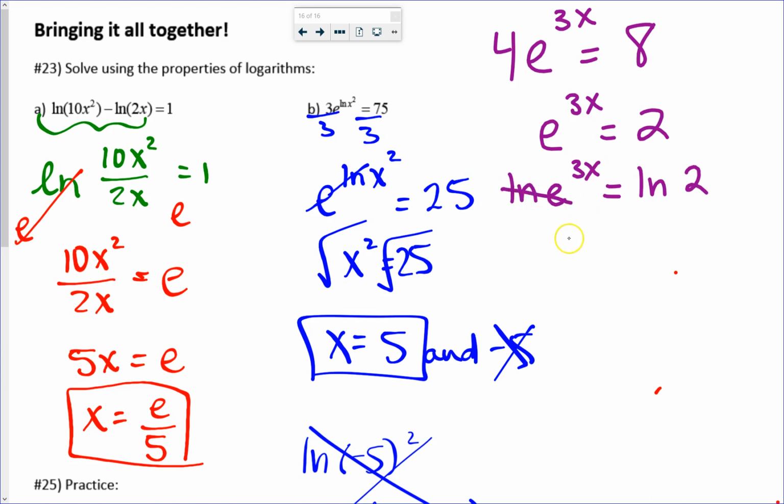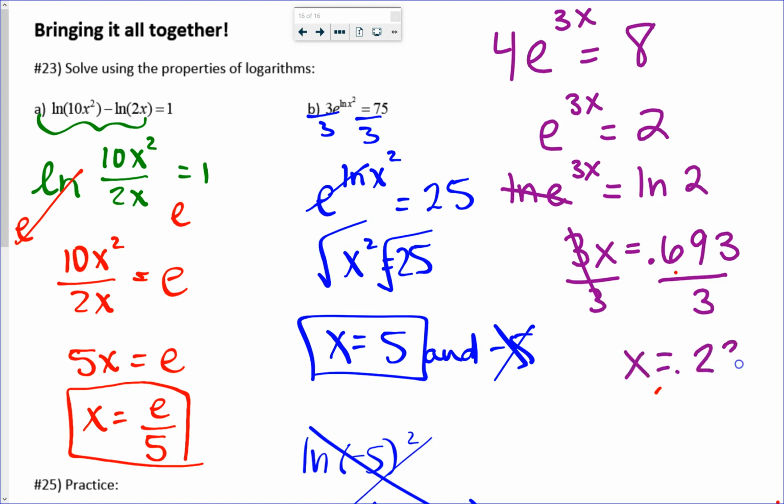This cancels. That's the whole reason. So we have 3x. Natural log of 2 is a number. So tell me what it is. Natural log of 2 is 0.693. Then you divide that by 3. So it's exactly what we did yesterday. We're just using ln instead of any other log. So this gives me what? Okay, so that's another kind of example you're going to see on today's work.